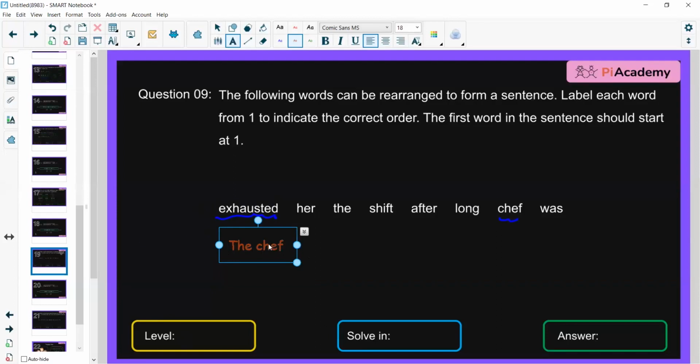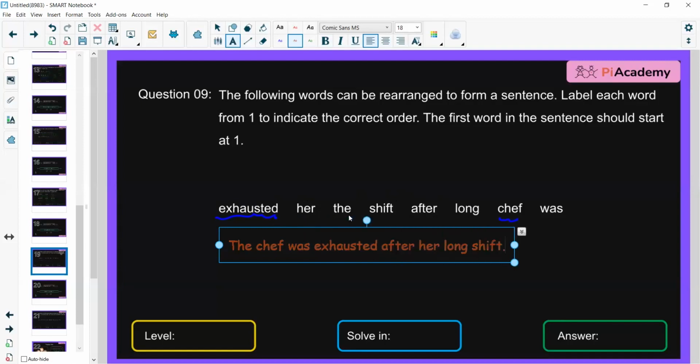The chef is correct beginning, right? You need to adjust the pronoun. Look at the action. What is happening? She was exhausted. So was is the punctuations or grammatical punctuations you can use over here. The chef was exhausted. This is the action, right? Then what is to be followed by? What was the action she did after it? She did a long shift due to which she was exhausted, right? So the chef was exhausted after her long shift.